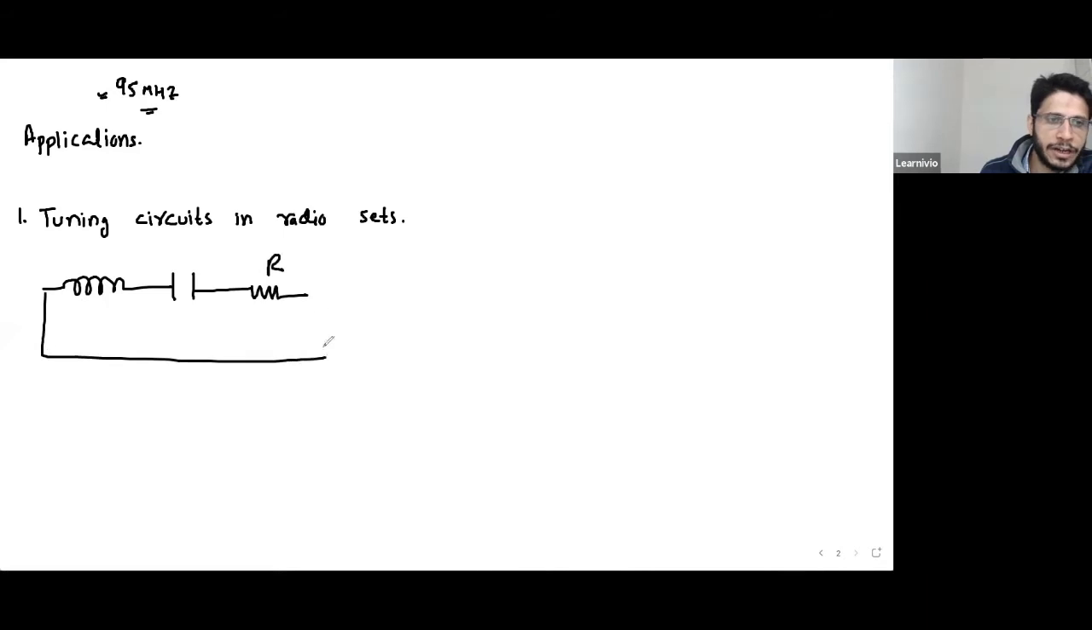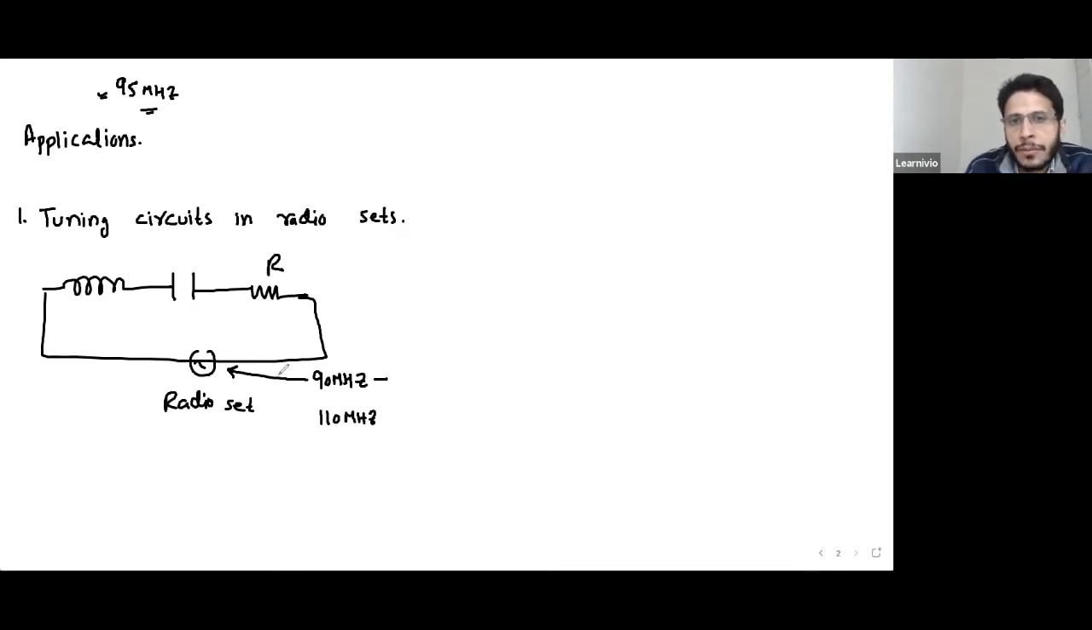This is your radio set, a typical radio set. And this is the input. All available stations are here. Let's say from 90 megahertz to 110 megahertz, all radio stations are available. But the radio set picks one station at a time. It does not pick all stations simultaneously.